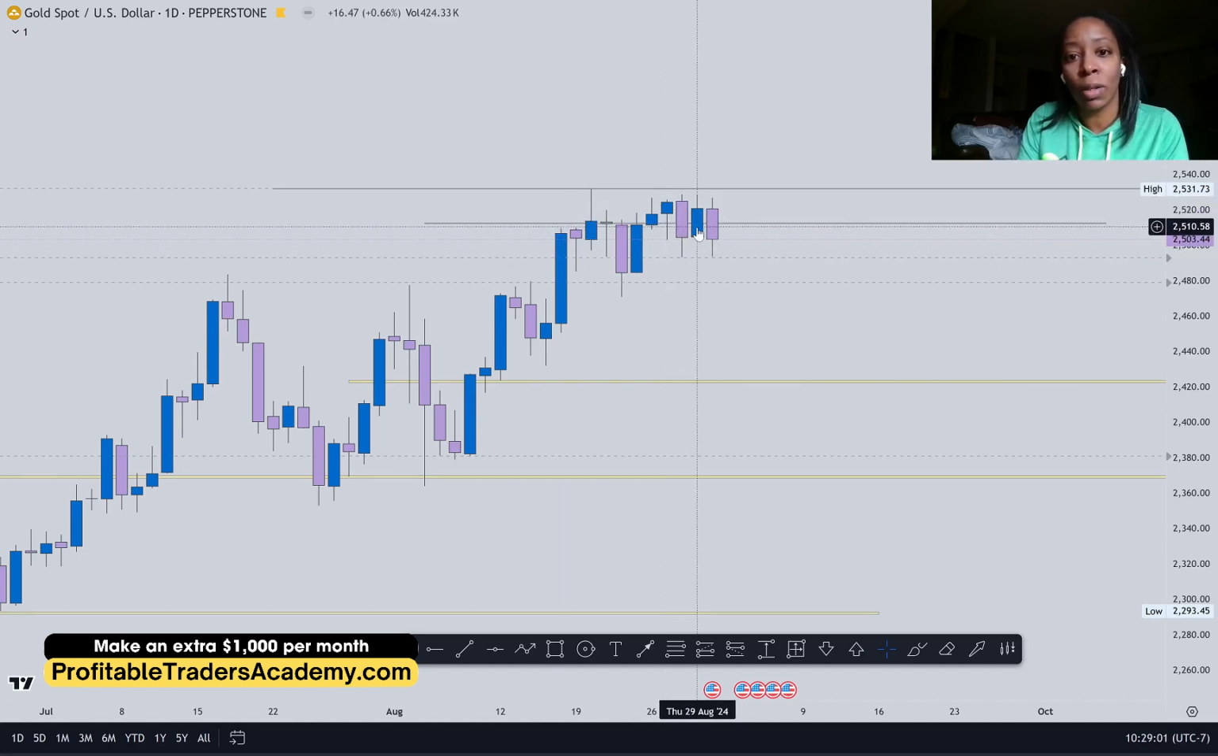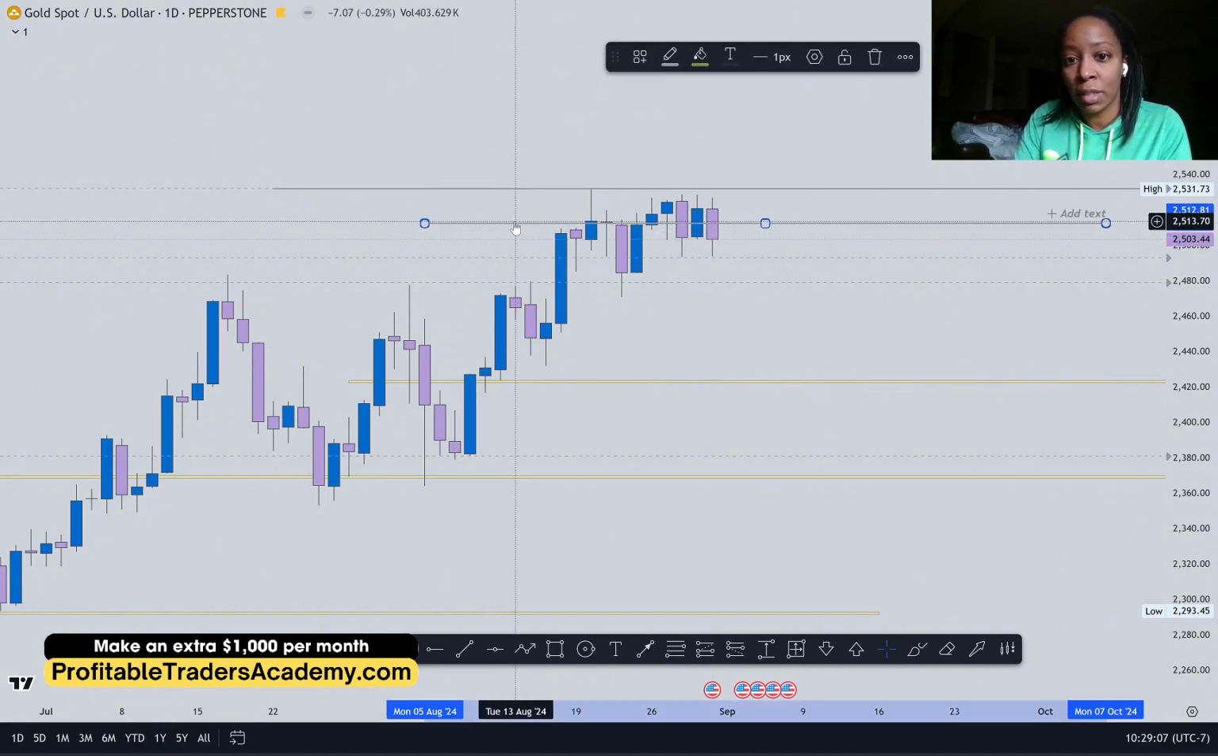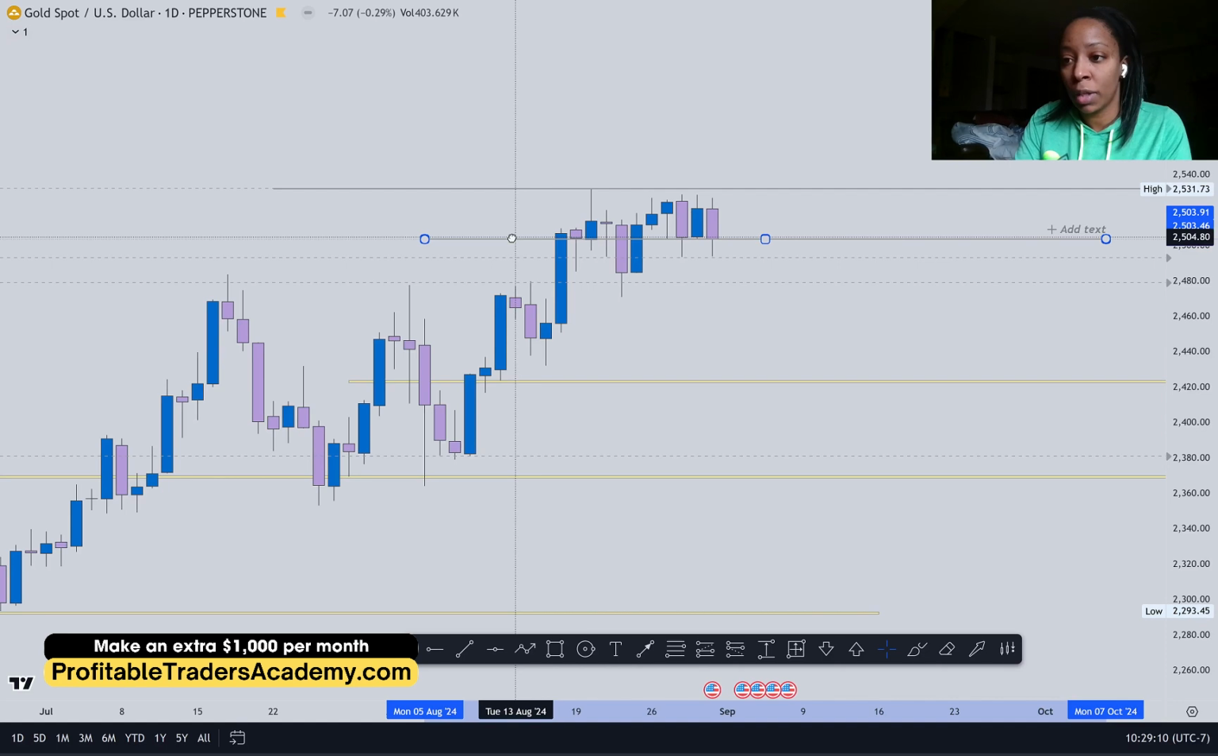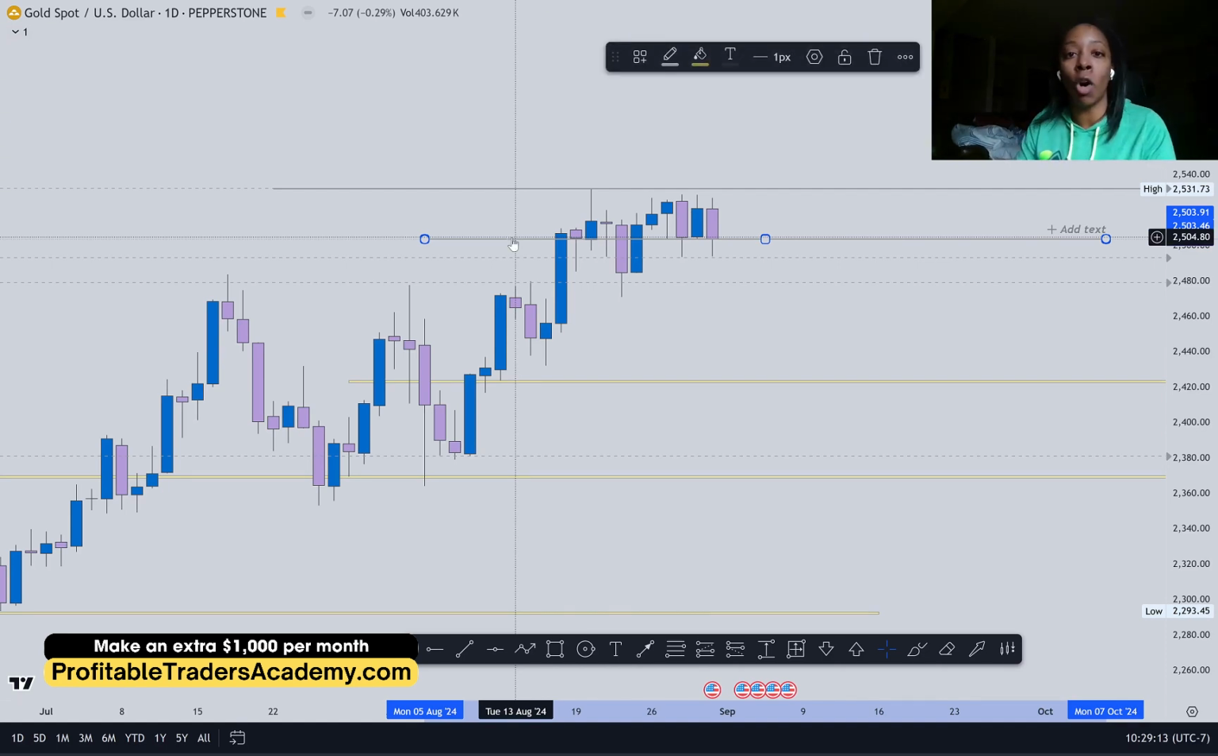Right here, it's a little confusing, mainly because there's some consolidation here. So the one thing I want to do is move this level down to 25.04, and that's almost 2,500 flat. Nice psychological level. If you pay attention to those, sometimes those do play out on gold, so I do like to call them out when I see them.